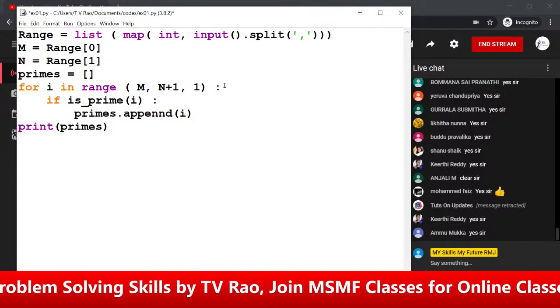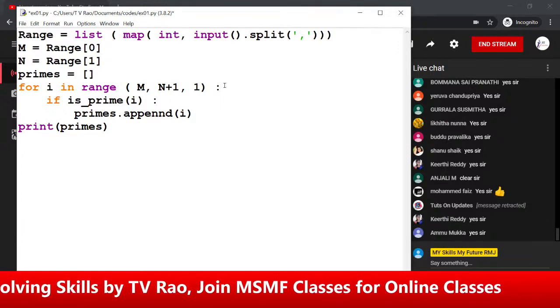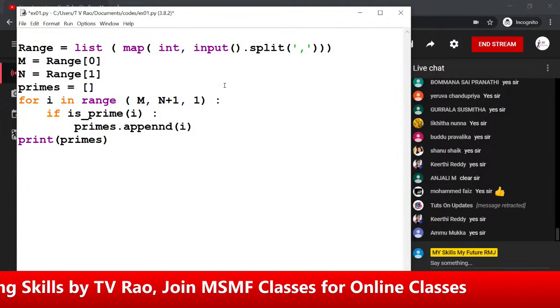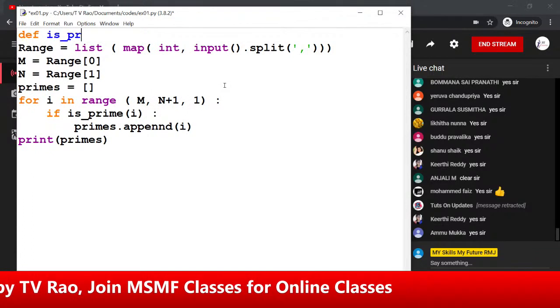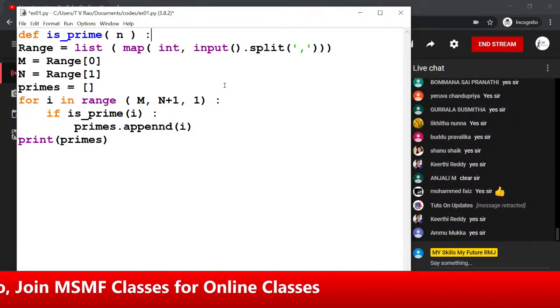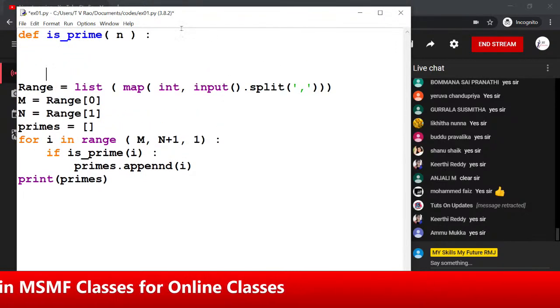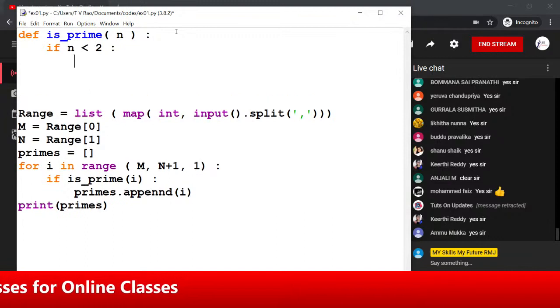Fine. So for this you need a prime function, which is a Boolean function. Define is prime. Input is a dummy variable n. Okay. So if n is less than 2, then n is not prime. In that case, return false. I have been explaining it since the beginning of this year.